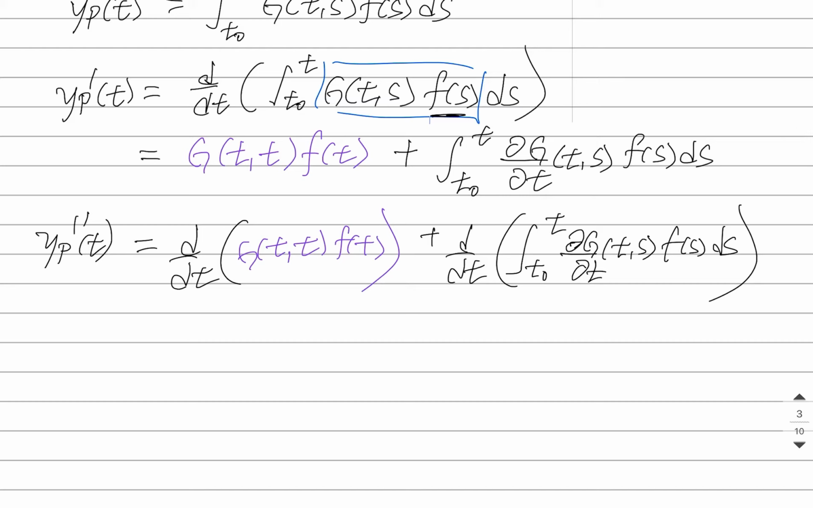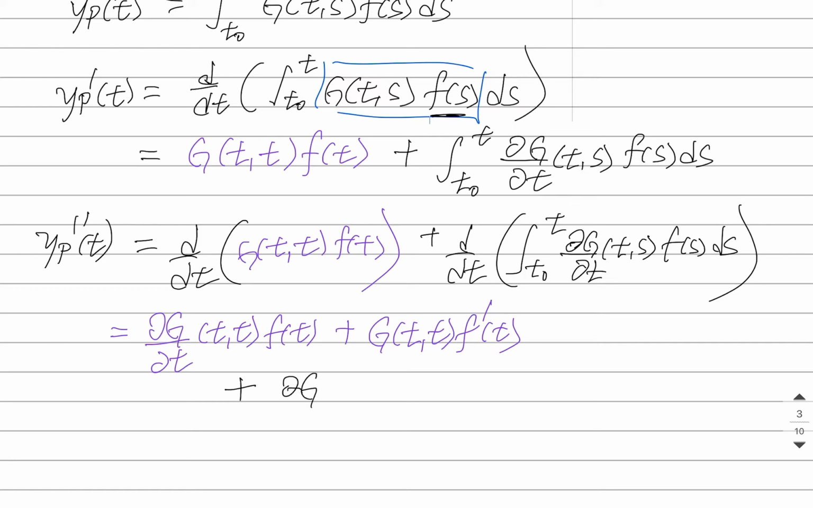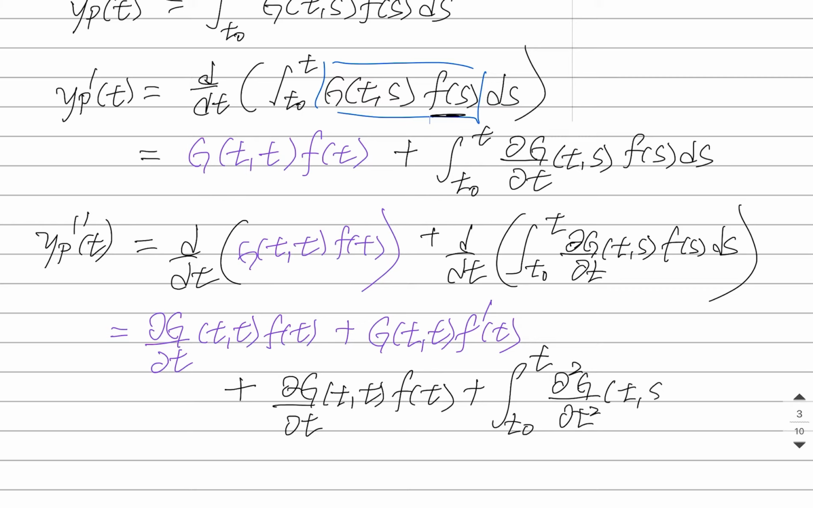So when I do this, I will get a partial of g with respect to t here, all in purple, times f, plus g(t, t) times an f prime of t. And then I'm going to apply the Leibniz rule one more time, and I will get dg/dt, both variables set at t, times f(t), and then I will be able to pull the derivative inside. It will apply to the stuff on the inside. Because the f does not depend on t, this will end up being a second derivative like such. And that's what I'm going to get right there.